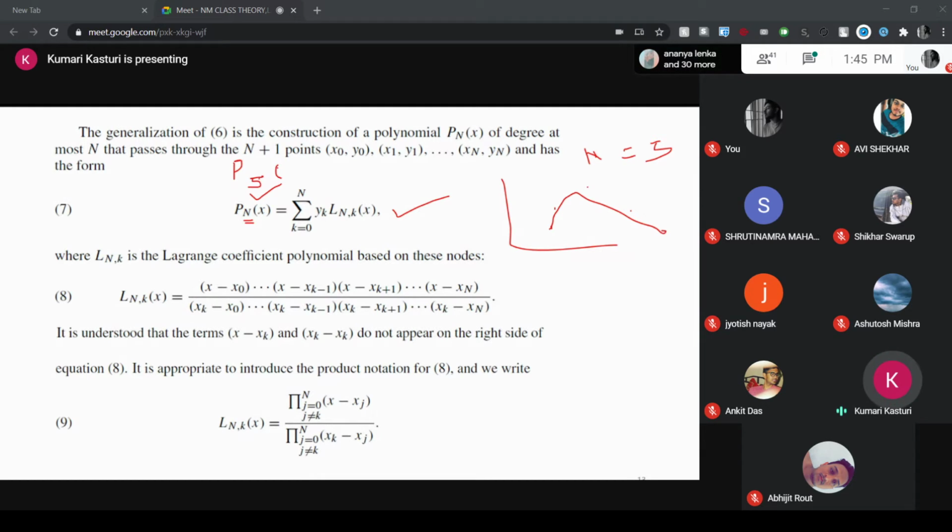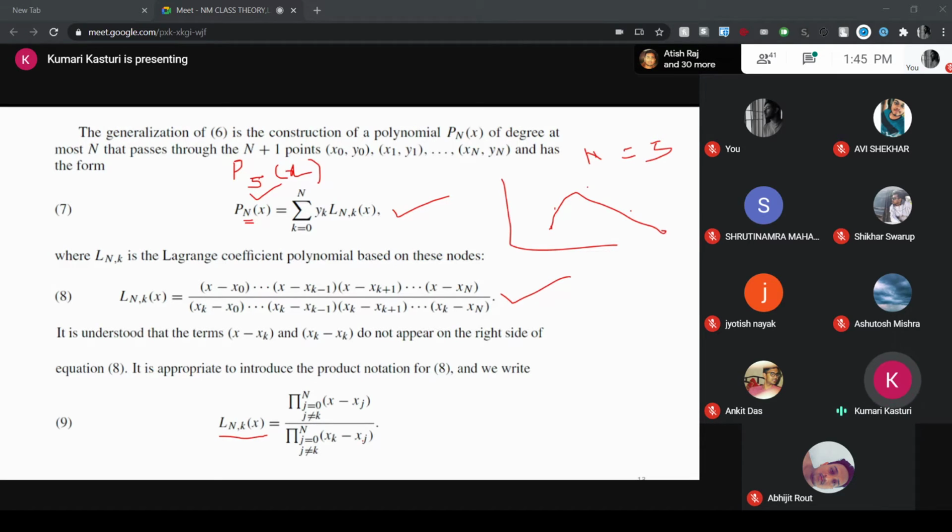Is that okay? Am I clear to everyone? Now this lnkx is nothing but x minus x0, x minus xk minus 1. Whatever is written here, in general form it can be written as lnk of x is equal to summation j is equal to 0 to n of x minus xj divided by summation j is equal to 0 to n of xk minus xj.